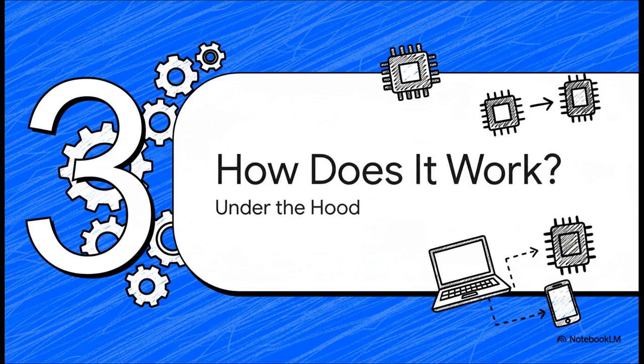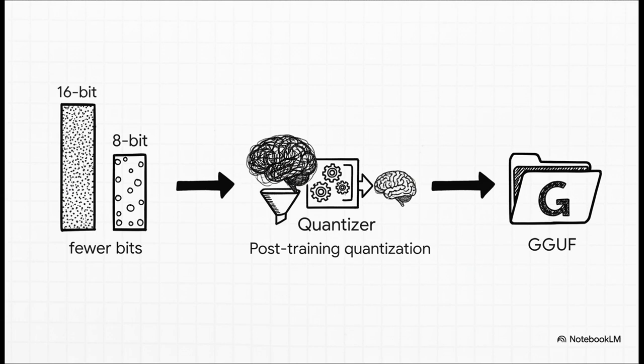Okay, so we get it. It's about making the numbers simpler. But how does that simple idea actually translate into real-world speed boosts? Let's pop the hood and take a quick look. So the core idea, as we said, is using fewer bits. Now to put that in perspective, a 16-bit number can represent over 65,000 different values. An 8-bit number, only 256. That is a massive reduction.